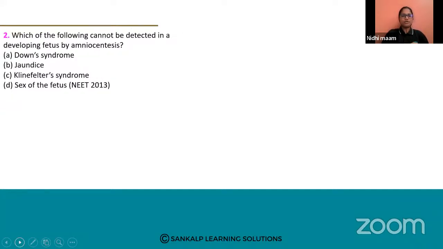Next question, which of the following cannot be detected? Again, the same kind of questions. Do observe the options, my dear boys and girls. Which of the following cannot be detected in a developing fetus by amniocentesis? A. Down syndrome. B. Jaundice. C. Klinefelter's syndrome. D. Sex of the fetus. This was asked in NEET 2013, and in many CDET model question papers also these questions will be asked. That is why I selected these questions.